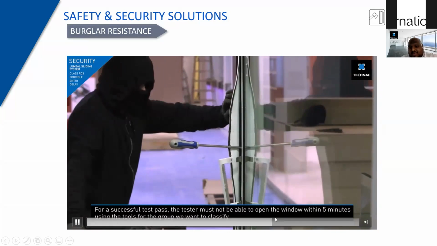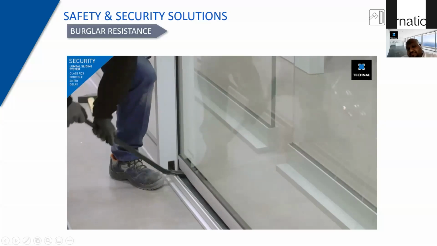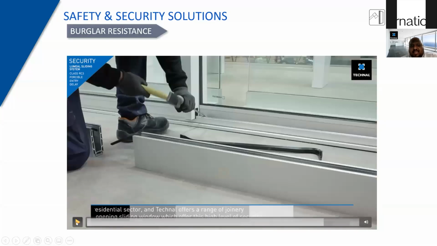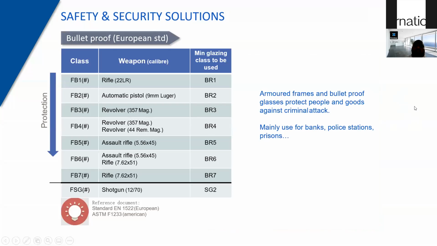So this is similarly done in the bottom as well. They try to break in. So essentially, we're testing the product's performance at the jamb at the bottom to check if the product is able to withstand forced entry.